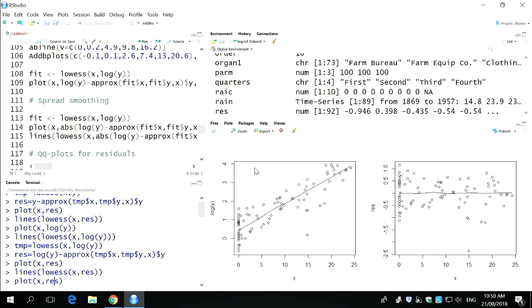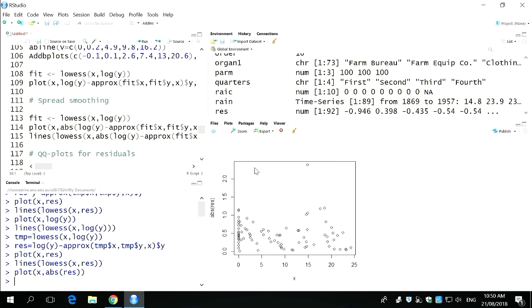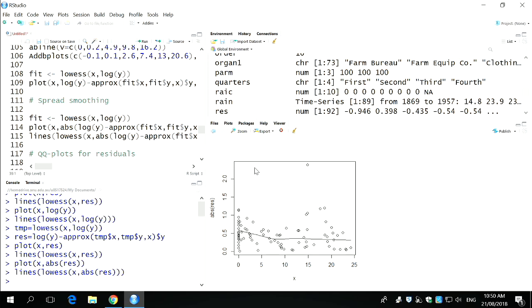People do a plot not of x versus the residuals, but x versus the absolute value of the residuals. And that's what I get. And then a low S curve that goes through that. Now this low S curve has a different meaning to the other one. This is like the average spread as you move across. And you can see that's pretty flat. That's pretty flat.